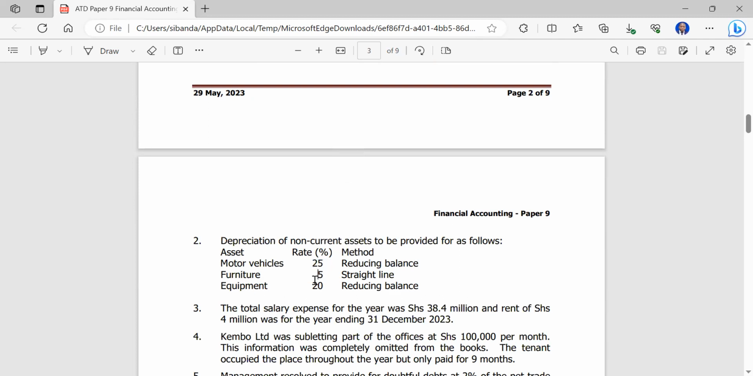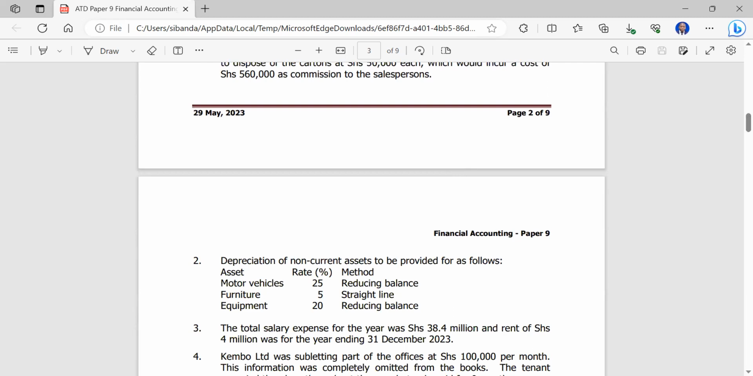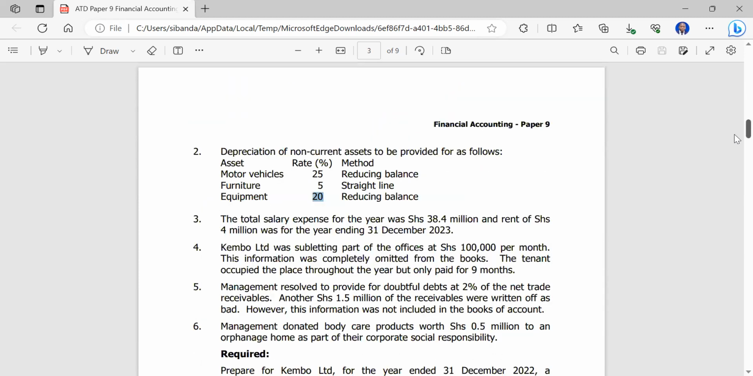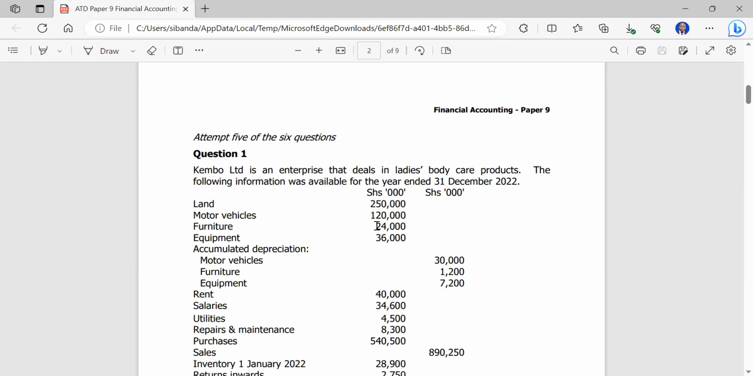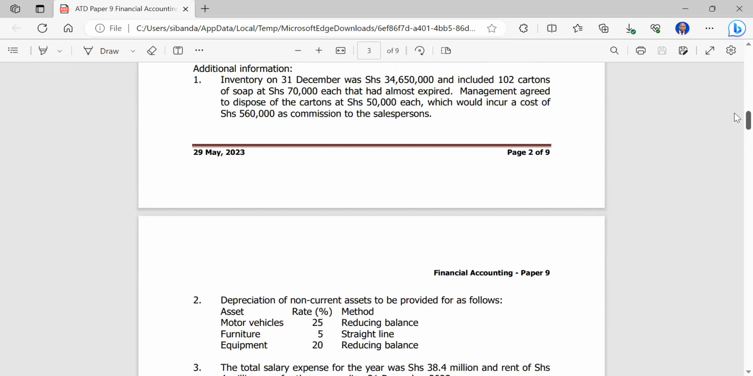Then, if I want for furniture, since it is straight line, I'll just get this 5% and multiply that 5% with the furniture directly without removing the accumulated depreciation, because it is 5% on cost. Yes. Then, if it is equipment, I'll get 20% and apply this 20% on, they have told me it's reducing balance. So I'll get the cost, which is 24,000 minus 7,200. Then I'll multiply that by 20% down here. Is that okay? Yes. That is okay.